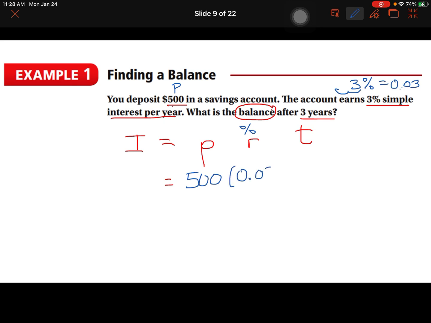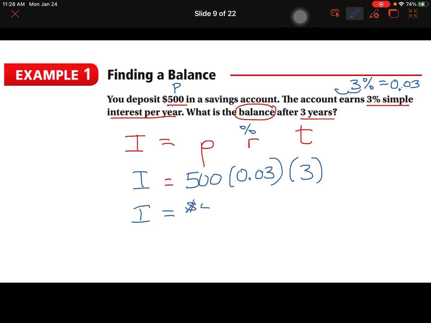So we're going to go ahead and put it. Now, if you get an answer that seems extremely large, it's probably because you did not change it to its decimal form. And then 3 years will go underneath time. You're going to write something underneath each letter and line it up and make sure it matches up with what the meaning is. You're going to take your calculator and multiply those.